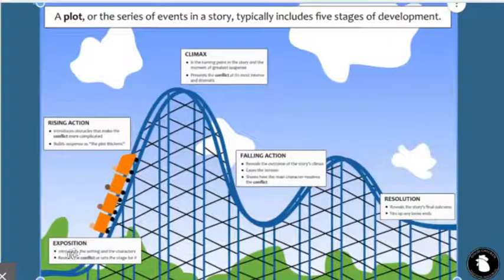Now, the part of the story that's going to take the longest in a book is typically the rising action, because this is when everything drags out. And if you think about it, it's the same way on a roller coaster, because going up that first hill is oftentimes the longest part of the ride. Once you start falling, the ride is over pretty quick. So once you get to the climax and everything starts falling in place, the story ends and it's pretty much done.